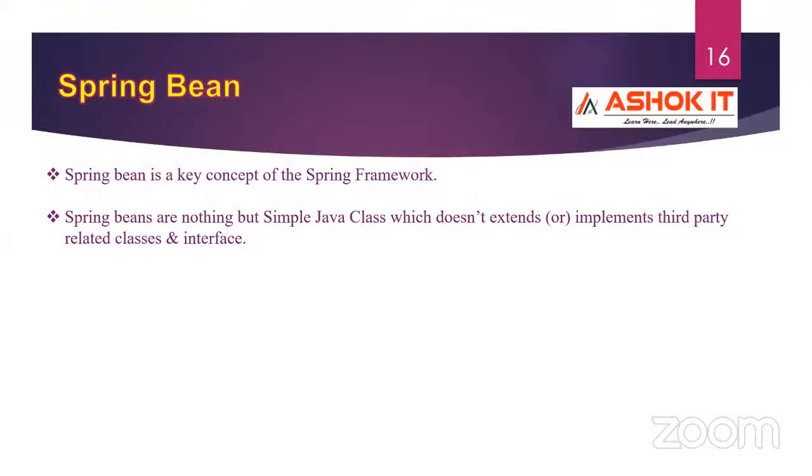Any third party related classes and interfaces. That is called Spring Bean. Understood? A Spring Bean is a key concept of the Spring framework, and Spring Beans are nothing but simple Java classes which don't extend or implement any predefined classes or interfaces from third-party libraries. That is called Spring Beans case.